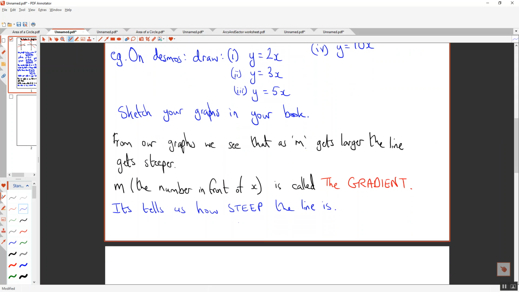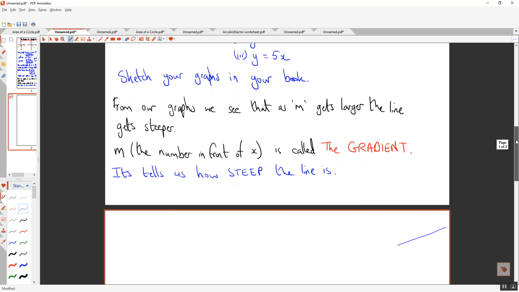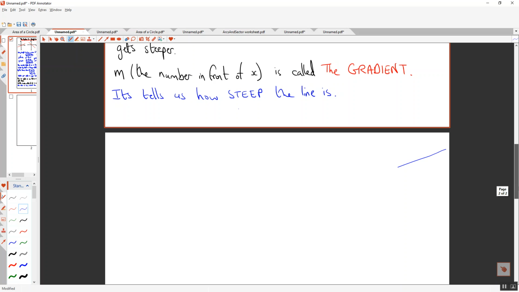From our graphs, we see that as m gets larger, the line gets steeper. And we call the number m, or the number in front of x, the gradient. Just to clarify, it tells us how steep the line is.